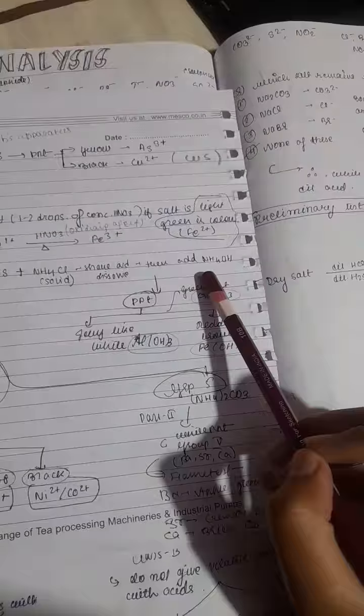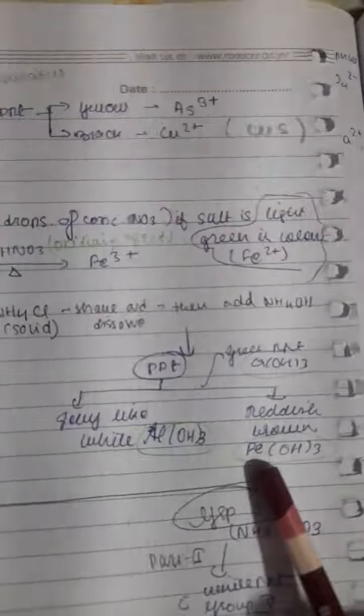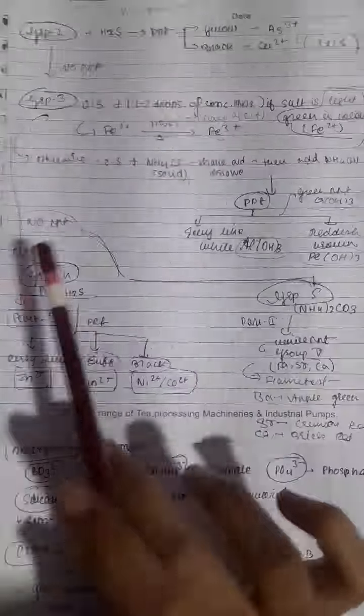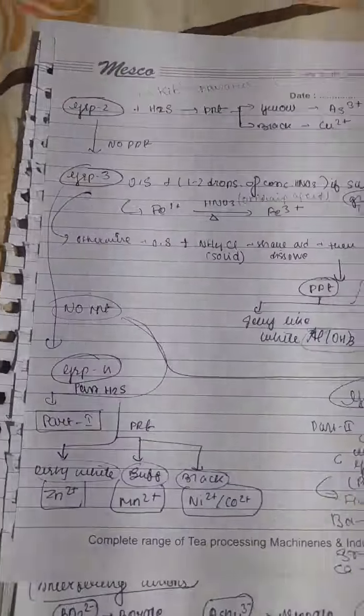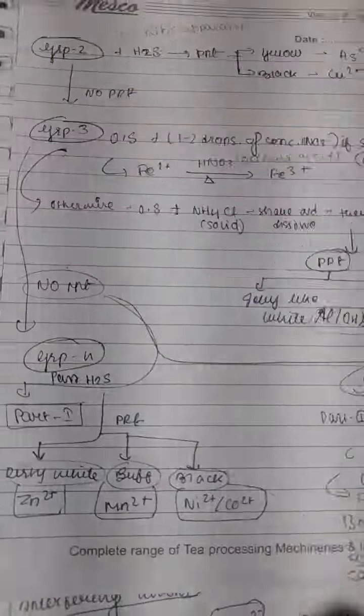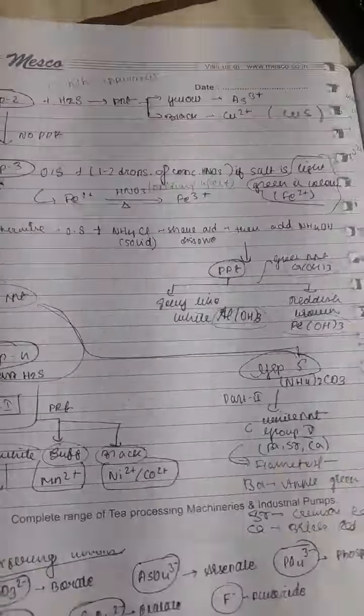After that a PPT forms, and 3 types of PPT can be formed. If it is jelly-like and white in color, then it is aluminium hydroxide, and if it is a reddish brown PPT, then it is ferric hydroxide, and if it is a green PPT, then it is chromium hydroxide. But if we don't get any PPT in this group 3, we will divide this original solution, which had these reagents also, into two parts. In the first we will pass H2S again, and then in the first test of group 5 we will pass ammonium carbonate.